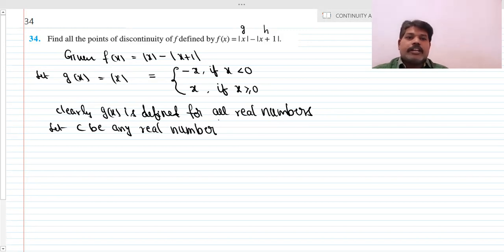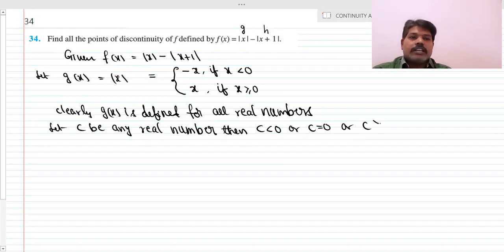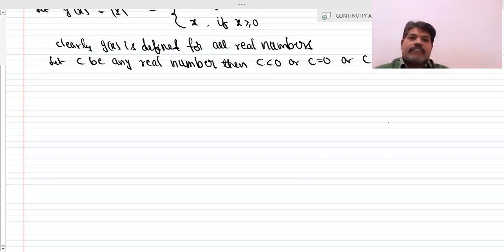Let C be any real number. Then what cases arise here? We know that three cases arise: C less than 0, or C equal to 0, or C greater than 0. So first, I will take the first case.